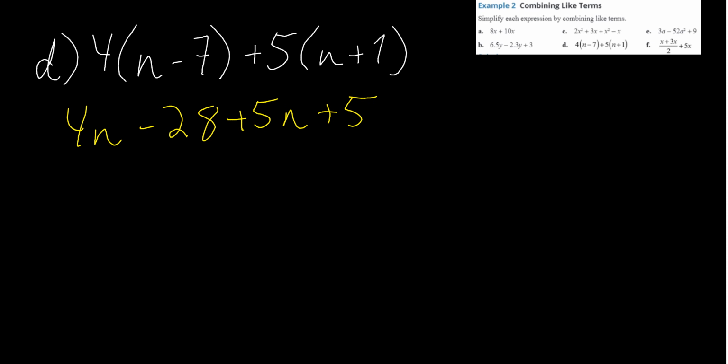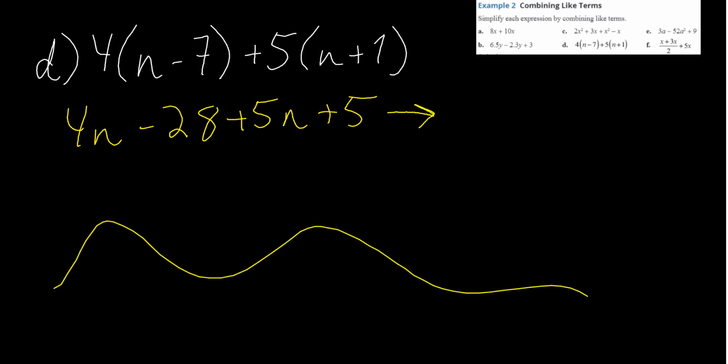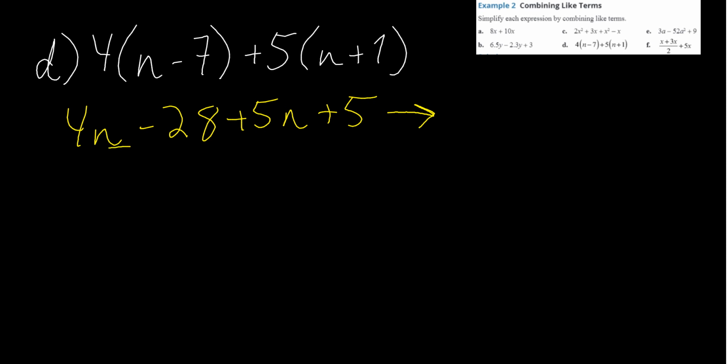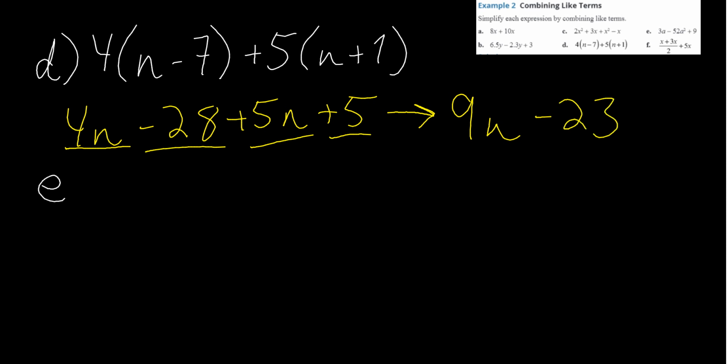But anyways, so now we're going to combine like terms. I'm just going to put this out here, pointing an arrow to the right, because I want to use this area down here to get one more problem in. So I'm going to combine my like terms. I have a 4n and a 5n, so that makes a 9n, and then negative 28 and a positive 5 gives me a negative 23. And so that's D. I wonder if I can fit E and F.